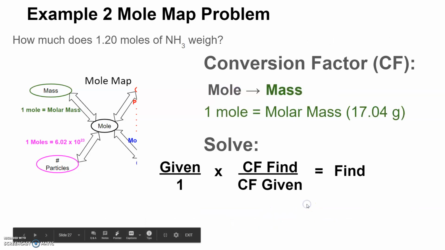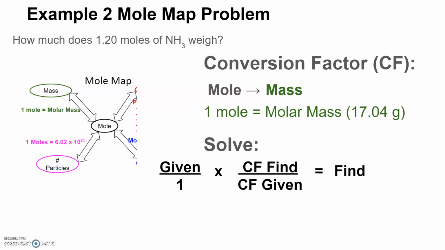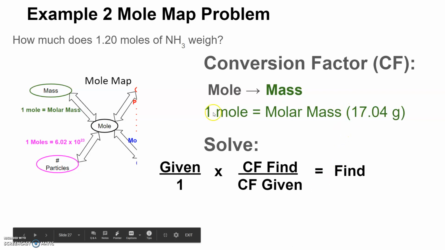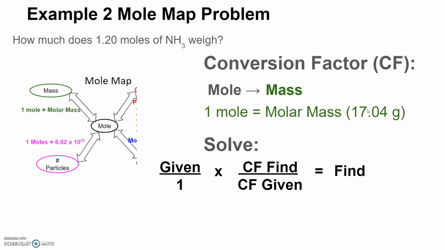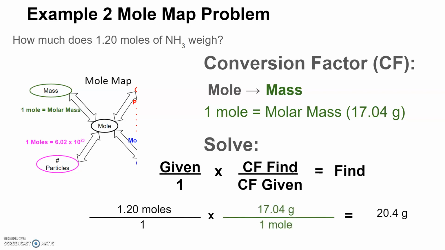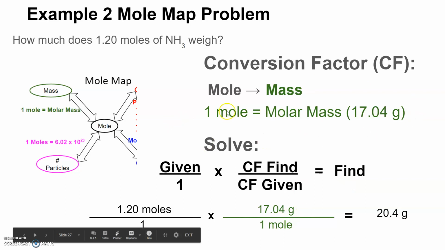Okay, so let's look at another example. In this example, we are given moles, 1.2 moles, and we're asked to find the mass. So in this case, I'm going to use 1 mole is equal to the molar mass. So 1 mole of NH3 is equal to 17.04 grams. My given, 1.20 moles, is over 1, and then in my conversion factor, which I get from this information here, I put the 1 mole on the bottom so the moles can cancel out, and the 17.04 grams go on the top, and then I get this value.